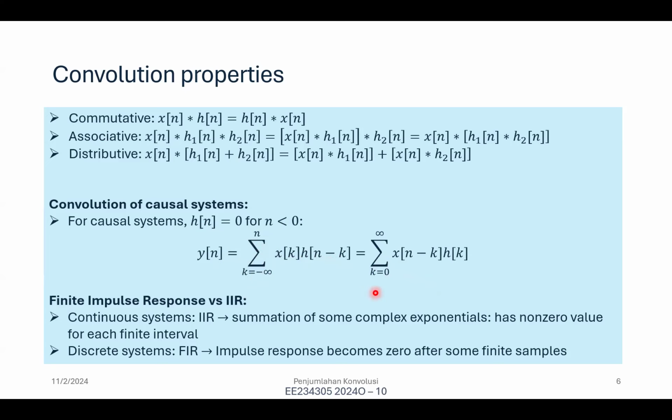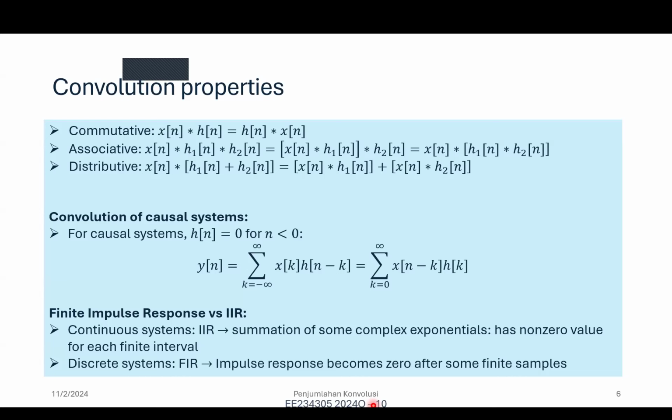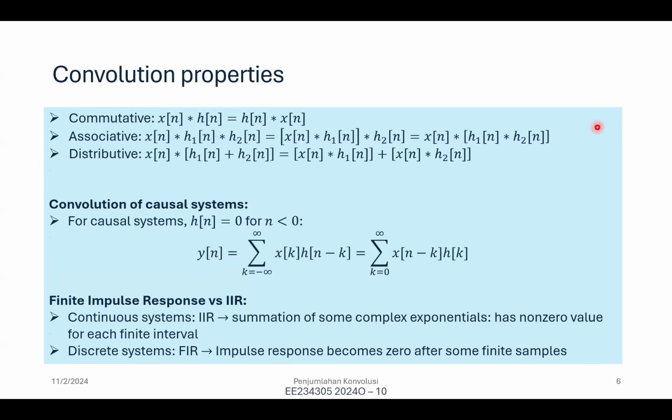Basically we switch this. So this is from commutation, right? If we have x[k] h[n-k], we can switch this to x[n-k] times h[k]. And since h[k] has no value for negative k, it's from 0 to infinity. Right? This should be infinity. Let me change this. Okay, now we are back.